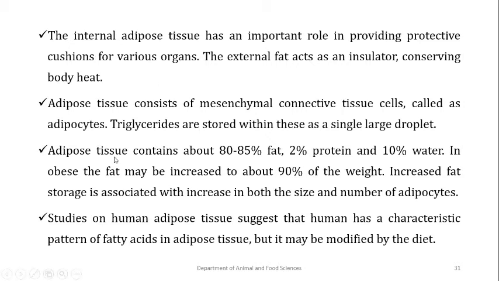We can modify that, which is a good thing. Okay, so in dietary weight management, usually we take less when we need to reduce body weight. We take a lower amount of fat. Okay, so this is about adipose tissue.